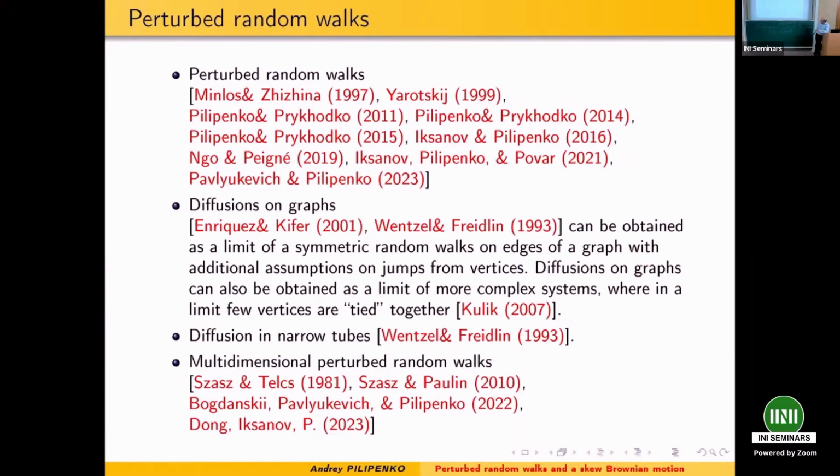Or for example, diffusions in narrow tubes. So what does it mean? Assume that you have a narrow tube, something like this, and you have Brownian motion here, Brownian motion here, Brownian motion here, something in between, and then you shrink the picture, and you see just a point with three rays. And in the limit, Wenzel and Freidlin also have some results where such diffusions converge to a Walsh Brownian motion.